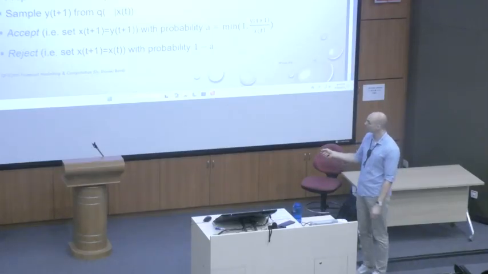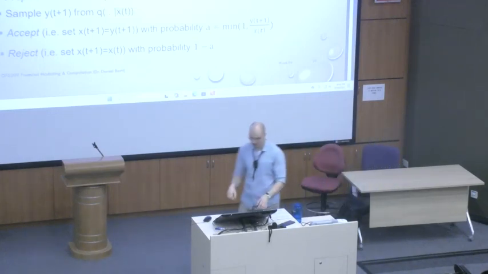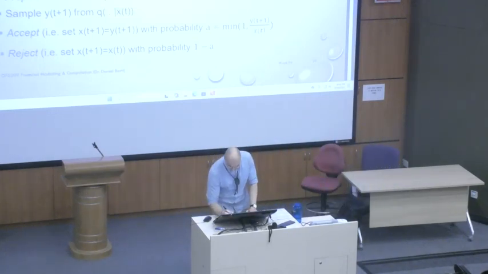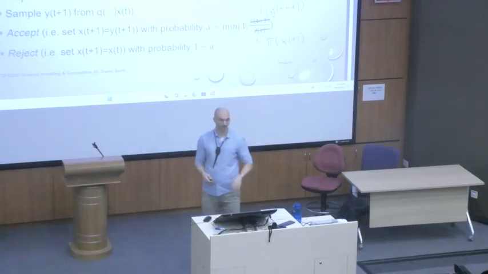and I then accept or reject. But now what I'm going to do is accept with a certain probability. I accept if this quotient is high. So this is a mistake. Here, instead of this fraction, you have pi of y t plus 1, and here you have pi of x t.